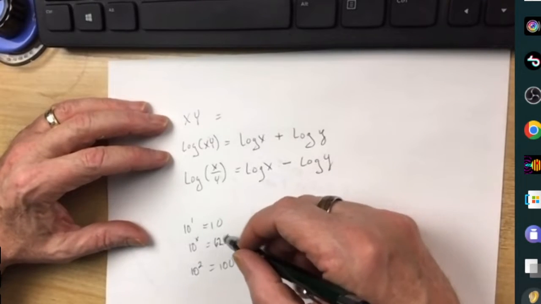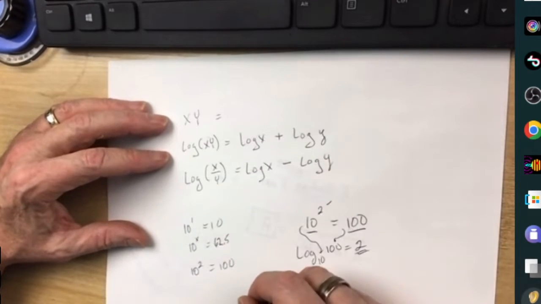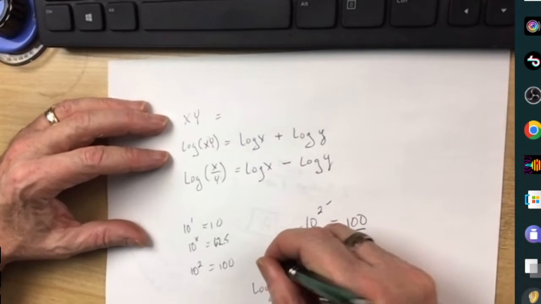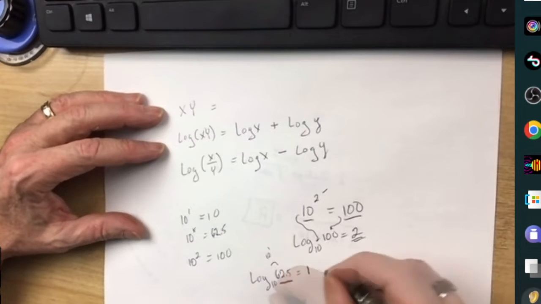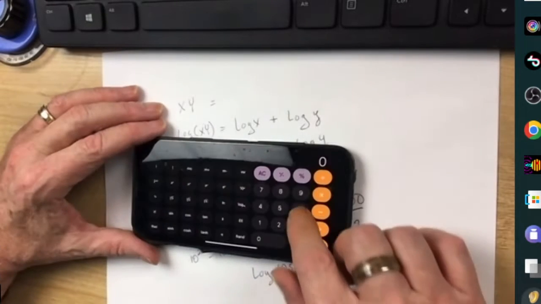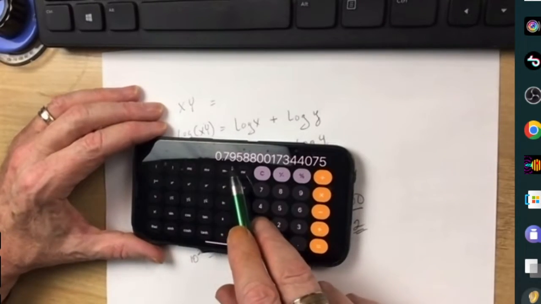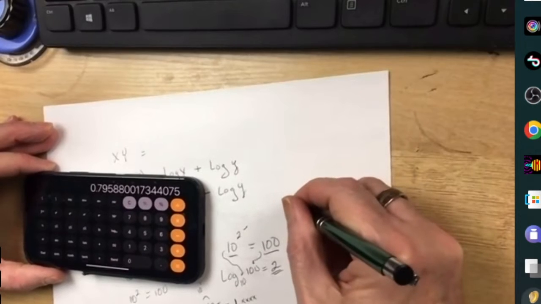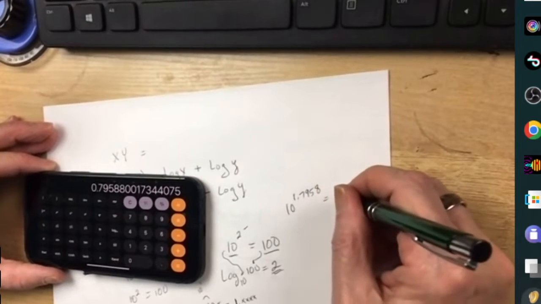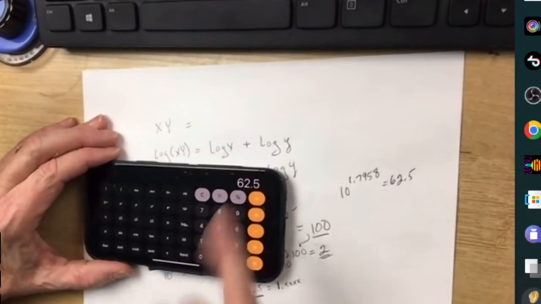Because 62.5 is somewhere between 10 and 100, we know that the character of the log is going to be 1. 1 is the magnitude, and that means it's going to be 10 to the 1. The 625 is going to be a decimal after it, generally 4 decimal places. All we have to do is put in 625 and hit log, and we find out it's going to be 0.7958. So if we raise 10 to the 1.7958, that should equal 62.5. Let's go see. 62.5, there we go.